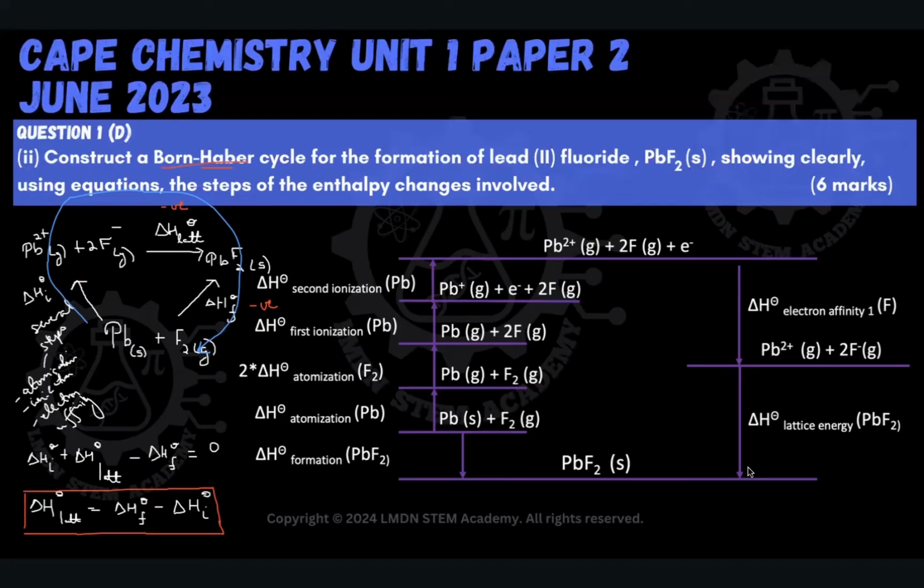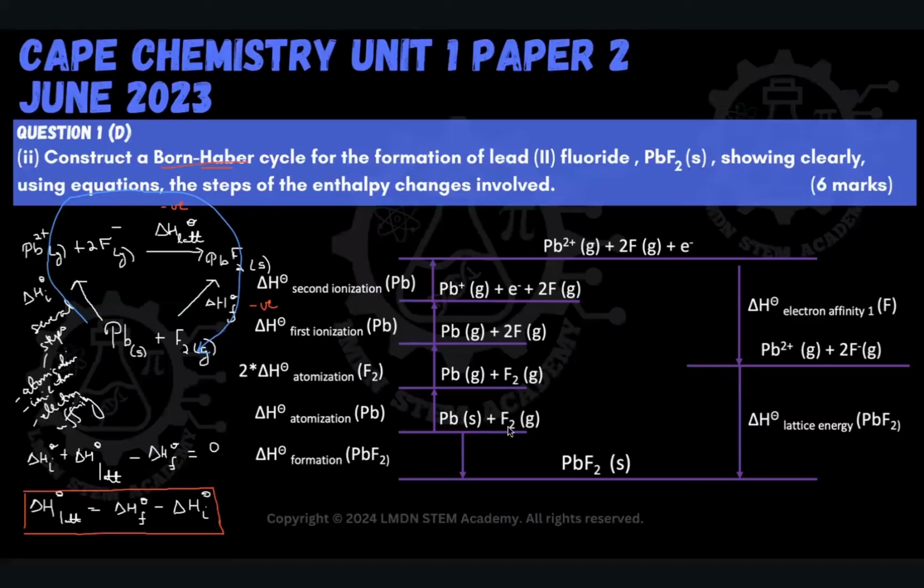Now we have to capture the several steps part that we spoke about. As presently constructed, we've gone from the elements in their normal state to the PbF2, and then we've gone from the gaseous ions to the PbF2 solid. So these are the in-between steps that we have to capture now, which correspond to this portion here.